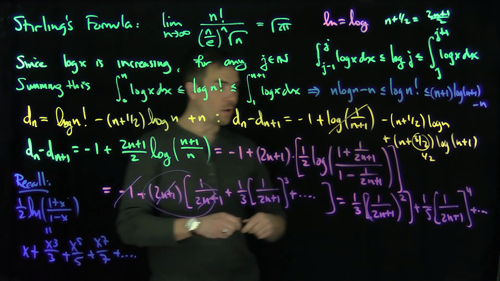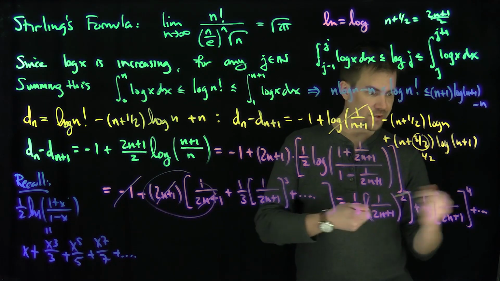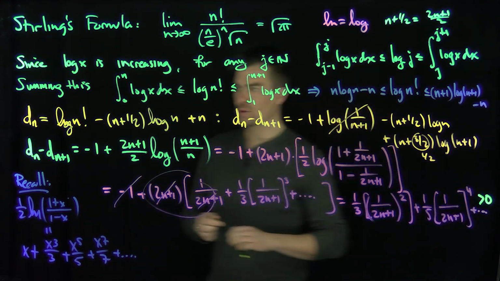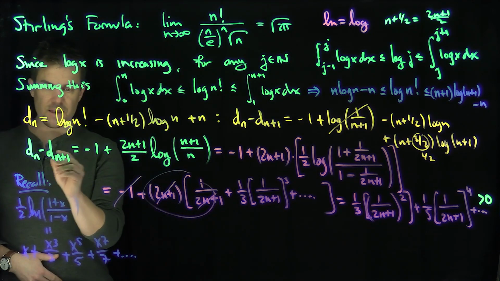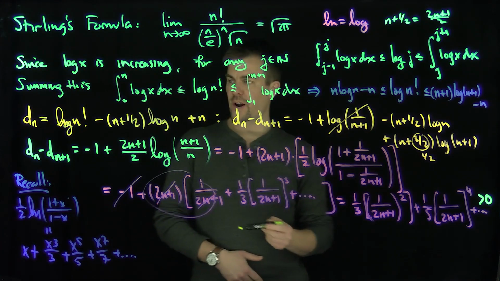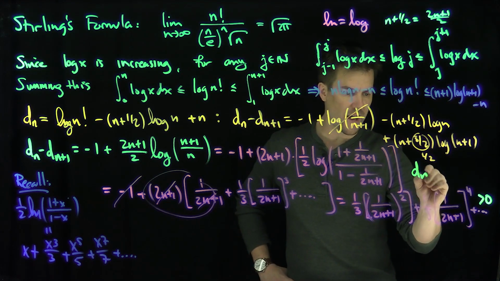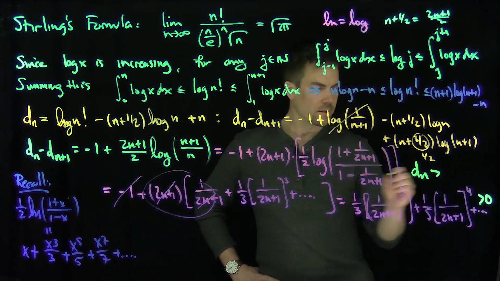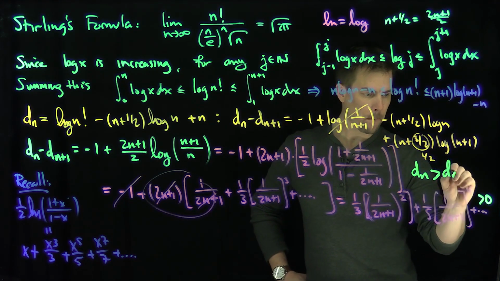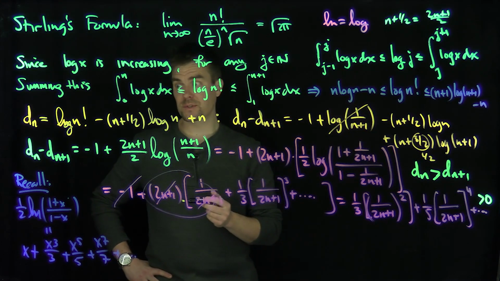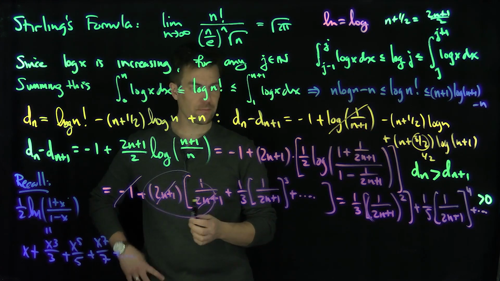So we've just shown what? Now all these terms over here are greater than or equal to 0. So this is greater than 0. So what have we just shown? We've just shown that dn minus dn plus 1 is greater than 0. So we've just shown this dn sequence is decreasing. So dn is bigger than dn plus 1. So I have a decreasing sequence.